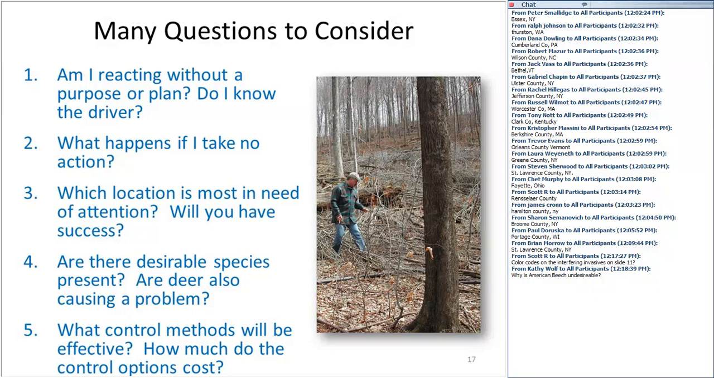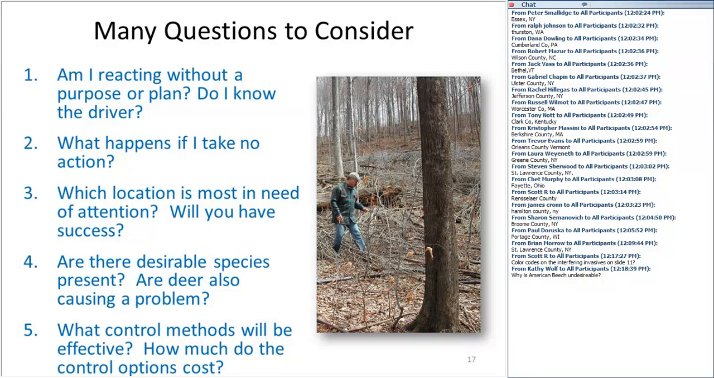And it may be that you're embedded in a landscape where you're almost overwhelmed by interfering plants, and it's not feasible to think about going out and treating all of these areas. And so there are some areas where you don't take action. There are other areas that you prioritize because you're going to try to regenerate them, or you have some ownership objective that warrants attention on a particular area. You need to look and see if there are other desirable species present. This is going to significantly impact which treatment methods you use and whether deer are causing a problem.